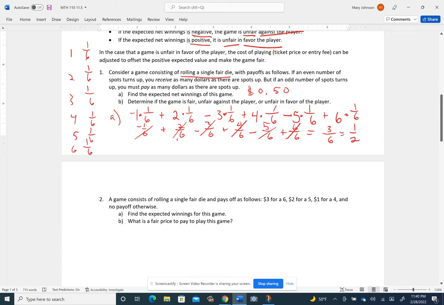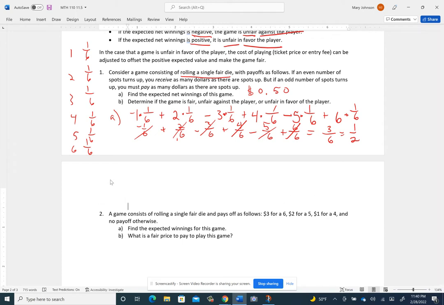Now let me move down here, give myself a little room. Now in part B, we're being asked to determine if the game is fair or if it's unfair against the player or unfair in favor. Since the net winnings turned out to be positive 0.50, it's unfair since it didn't turn out to be 0. To be fair, the expected net winnings needs to be 0. So it's unfair, and it's unfair in favor of the player since it was positive.